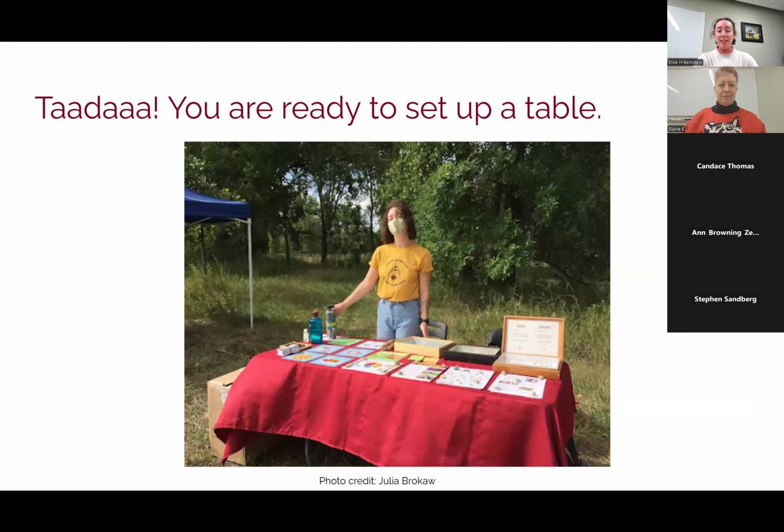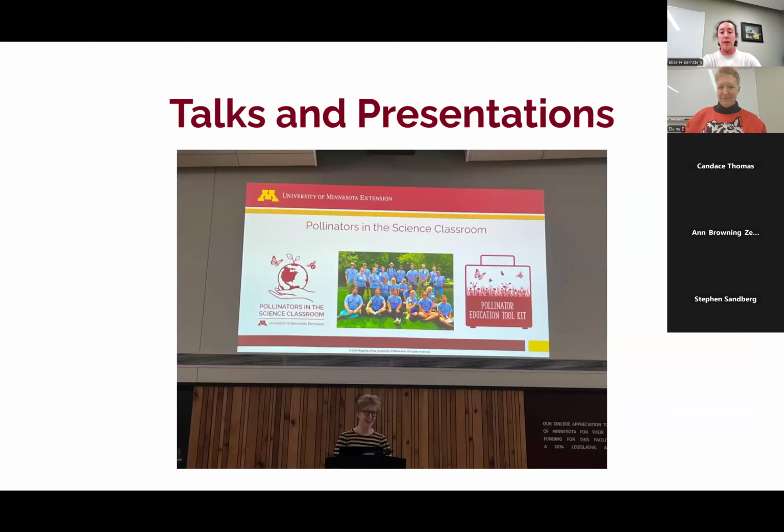And that is the basics of setting up a table. So, that's just one example of how I often choose to set up a table at an event. But like I said, you can pick and choose different handouts and activities and things that are appropriate for the event that you are doing. I'm going to stop sharing here and pass things over to Elaine.